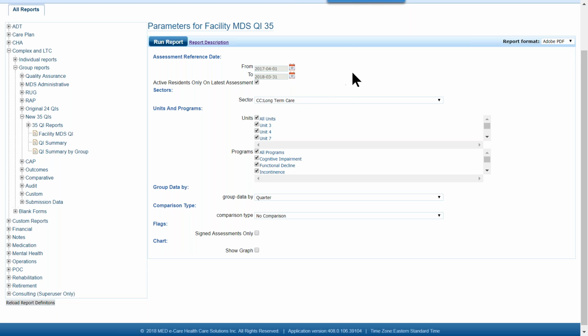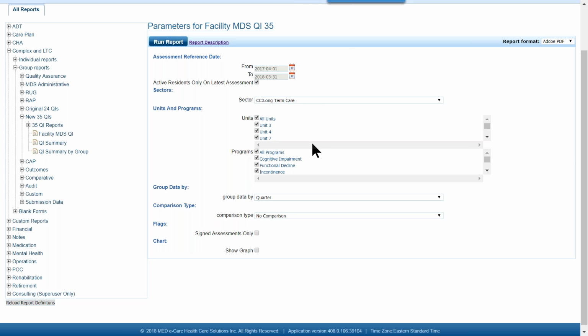So the date range is completely turned off and has nothing to do with the people that are in this report. So this is for all of my active residents. That is, there's no discharge in the system for them at this time. And it's their last assessment that they had completed, okay?